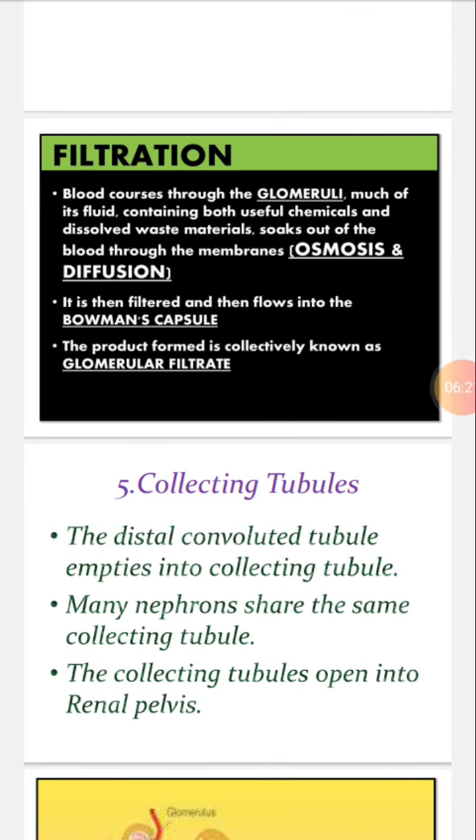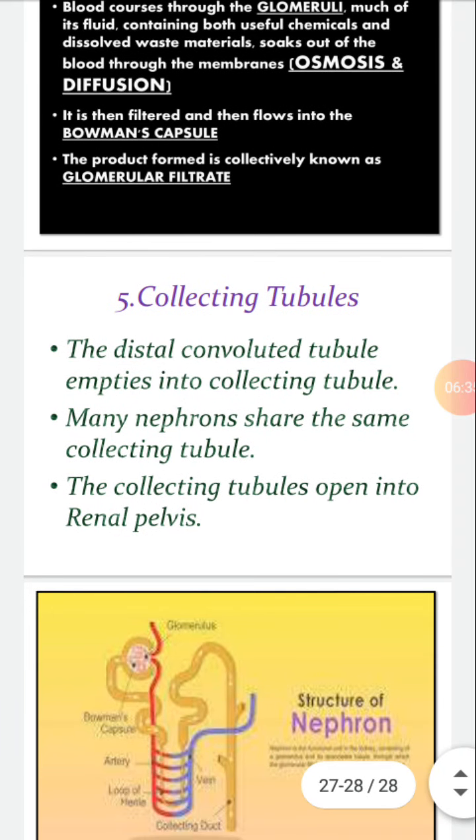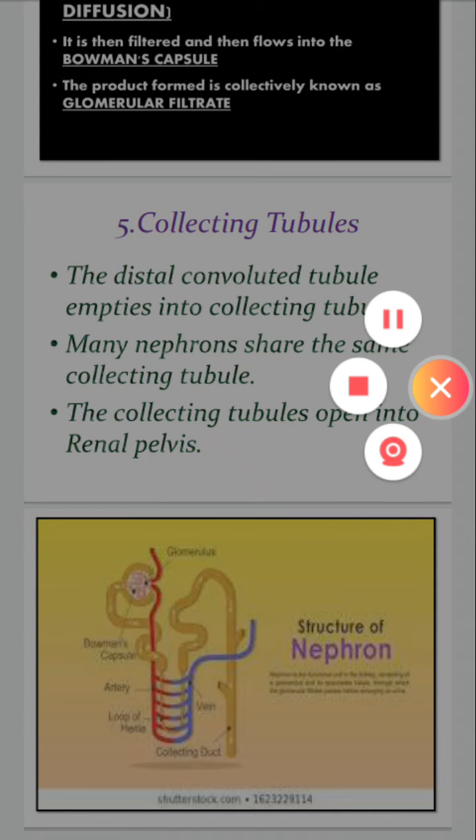Fifth is collecting tubules. The distal convoluted tubule then empties into a collecting tubule. Many nephrons share the same collecting tubule. Finally, the collecting tubules open into the renal pelvis. The structure is shown: the ball of capillaries, the glomerulus, around which is Bowman's capsule. Then there are tubules like the proximal convoluted tubule, the loop of Henle, the distal convoluted tubule, and collecting ducts.